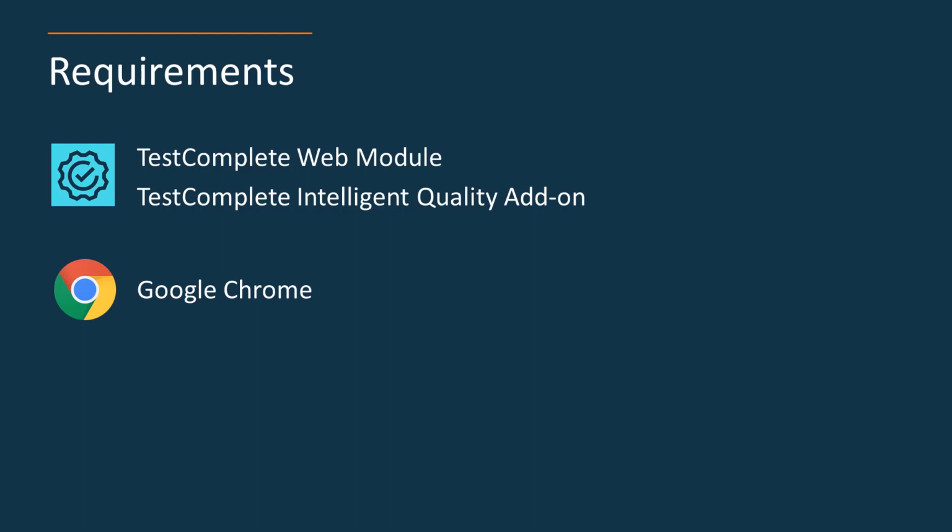To run these test audits in TestComplete, you need to have an active license for TestComplete Web, along with the Intelligent Quality add-on. You also need to have the Google Chrome web browser installed on your computer. Let's see how the Web Audits checkpoint works.